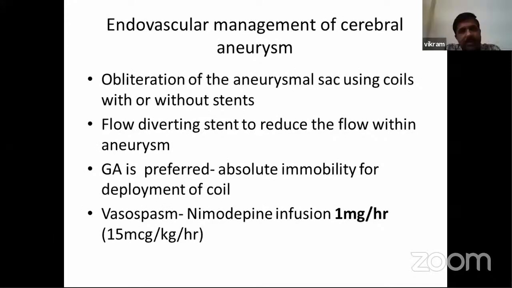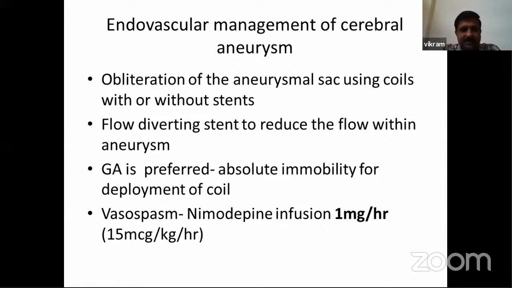Coming to the next important therapeutic intervention that's commonly performed, which is aneurysm coiling. Here the procedure involves obliteration of the aneurysmal sac using coils with or without stents. A flow diverting stent is sometimes placed to reduce the flow within the aneurysm and to prevent the coil from getting dislodged into the parent vessel. Here general anesthesia is preferred because absolute immobility is required when the coil is being deployed.